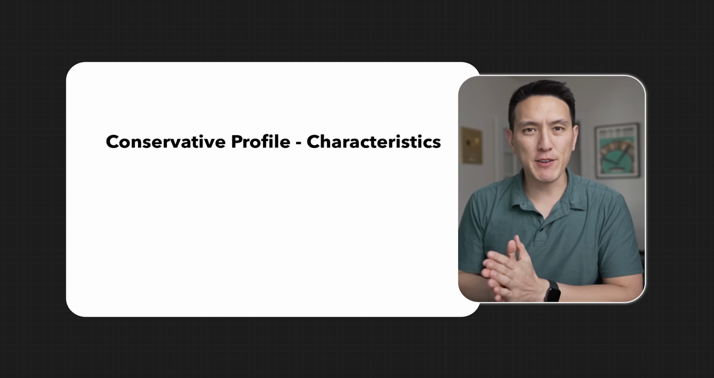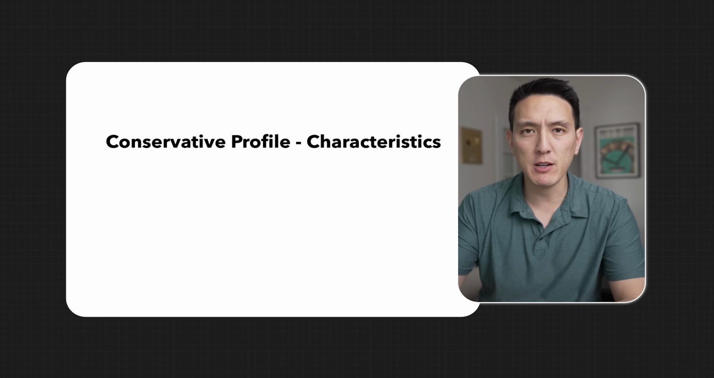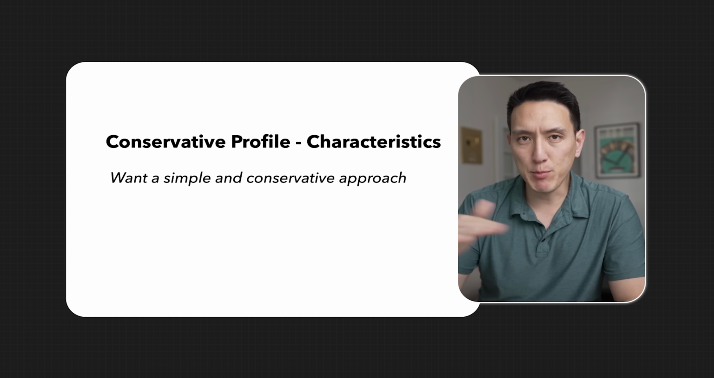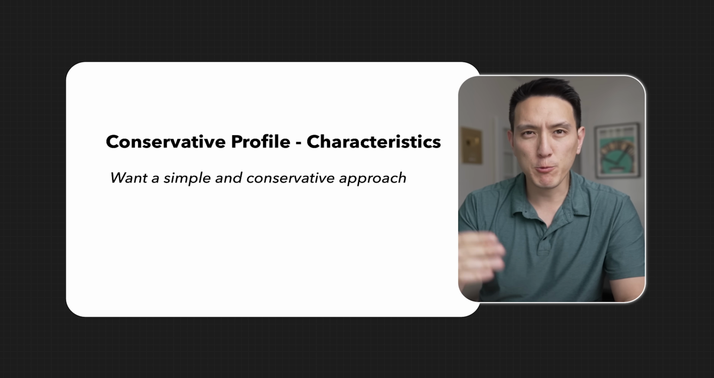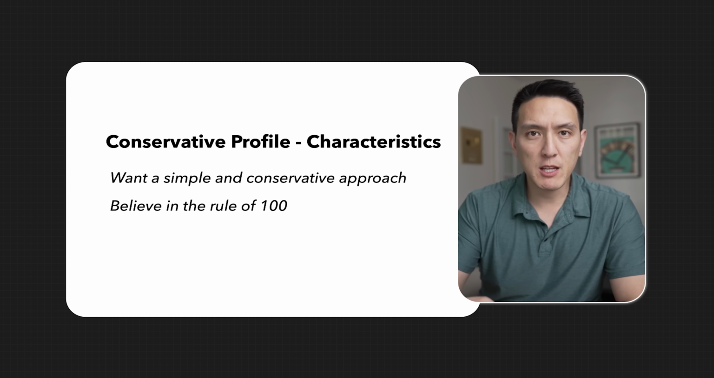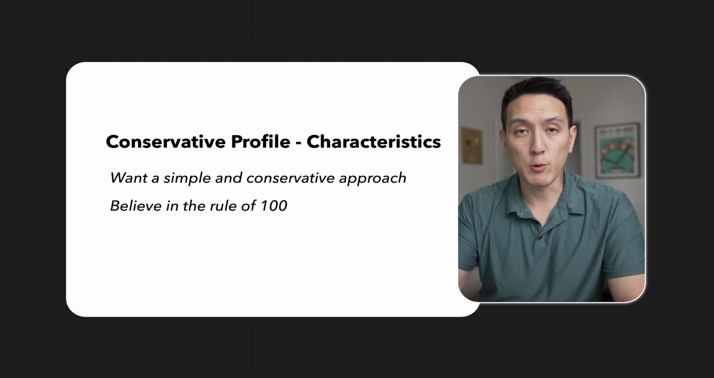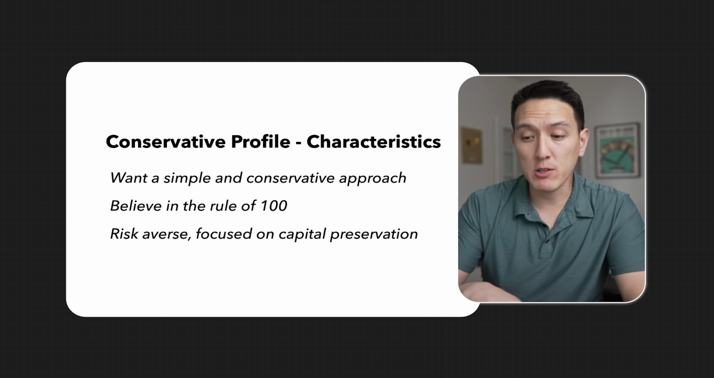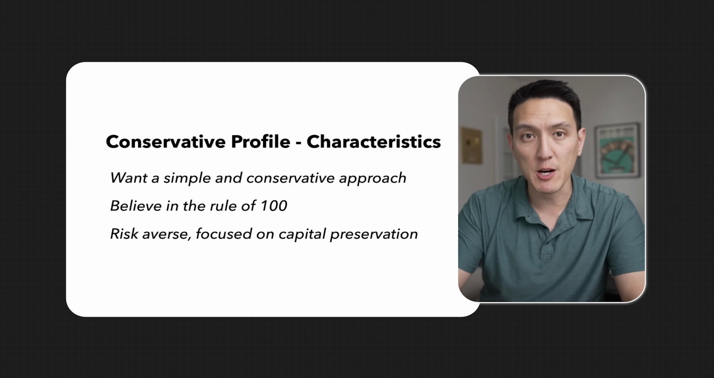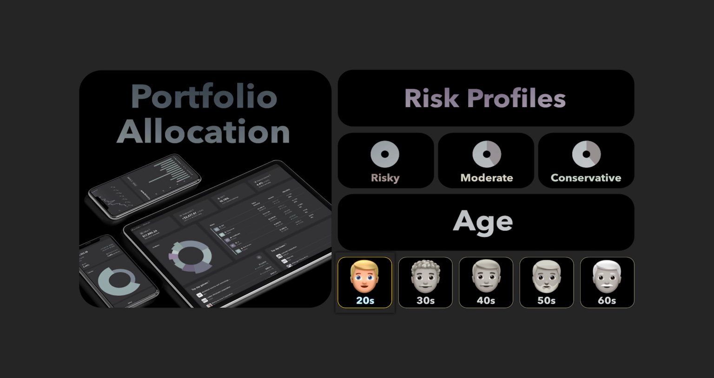Okay, so this conservative asset allocation risk profile is really good for the following person with these characteristics. Number one, someone that just wants a simple conservative approach and doesn't really want to worry about what's going on with the market every single day. Number two, these are people that believe in the rule of 100 or maybe even the rule of 110. Number three, these people are risk averse. They're probably more focused on capital preservation, and this is probably the risk profile that you want as you get closer to retirement. All right, so let's get into the decades now, starting in our 20s.